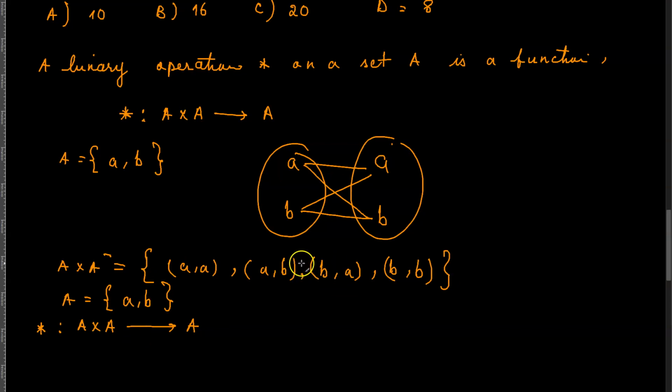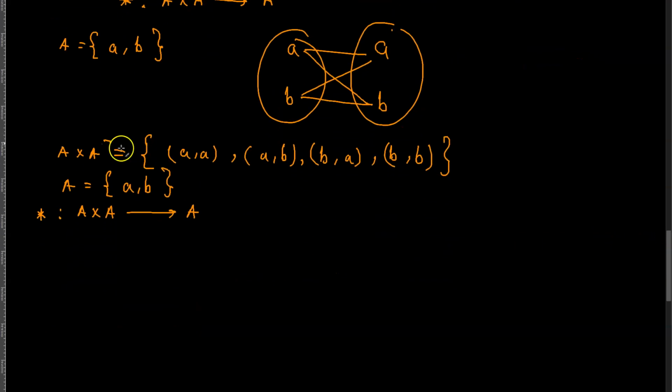Theoretically, what you can do is take any possible subsets of this set, which is the Cartesian product of A and A.